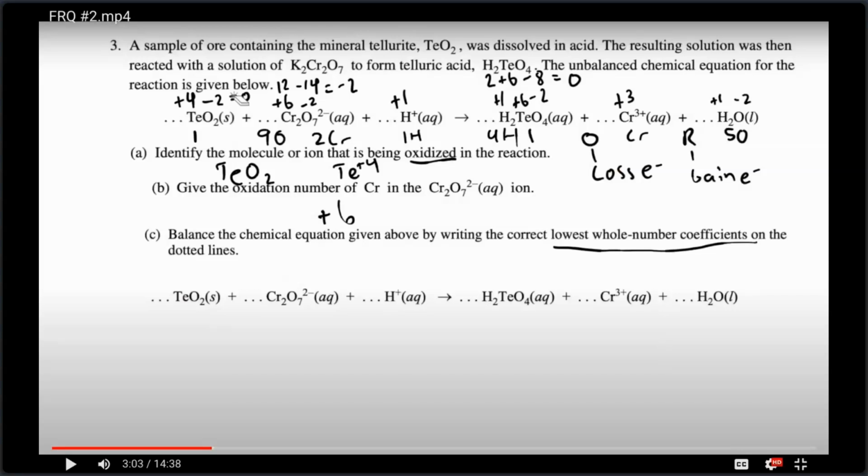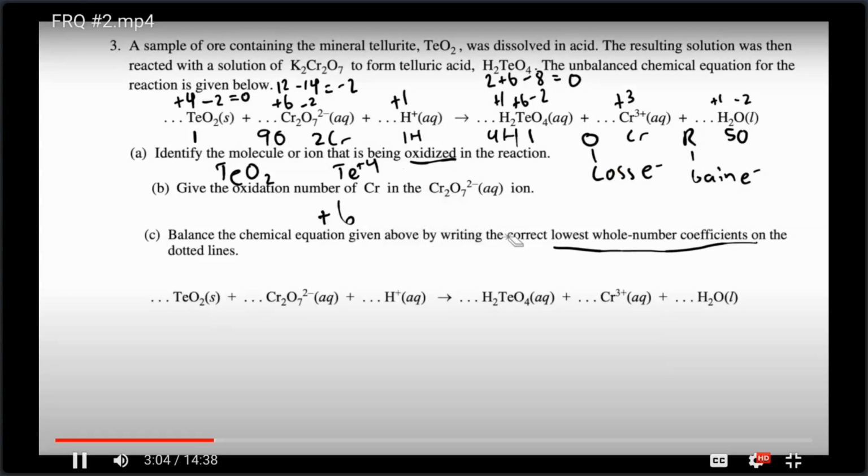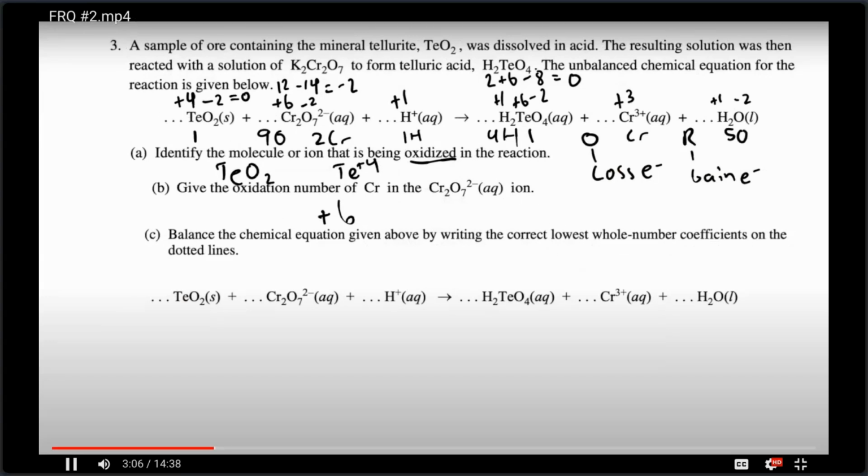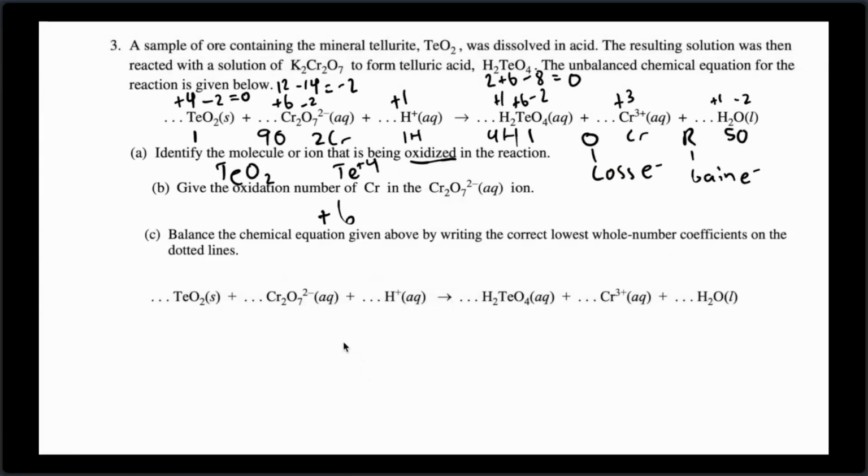All right, let's take a look at part C. Question C asks us to balance the chemical equation given above by writing the correct lowest whole number coefficients on the dotted lines. Since I wrote a little too big and don't have enough space over here, I pulled the equation down so I could write it over here.